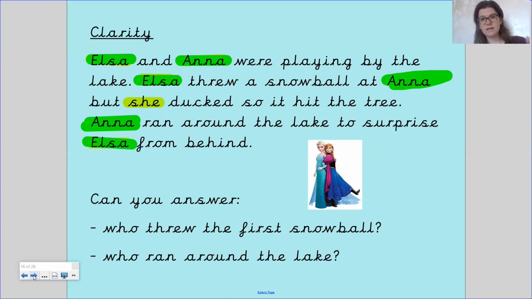Pause this video, read through that writing, see if it makes more sense now, and see if you can answer the questions at the bottom of the page. Yes, so sometimes we need to switch around using nouns and using pronouns, but we also need to make sure that it's clear what's going on in our story or our writing, okay?